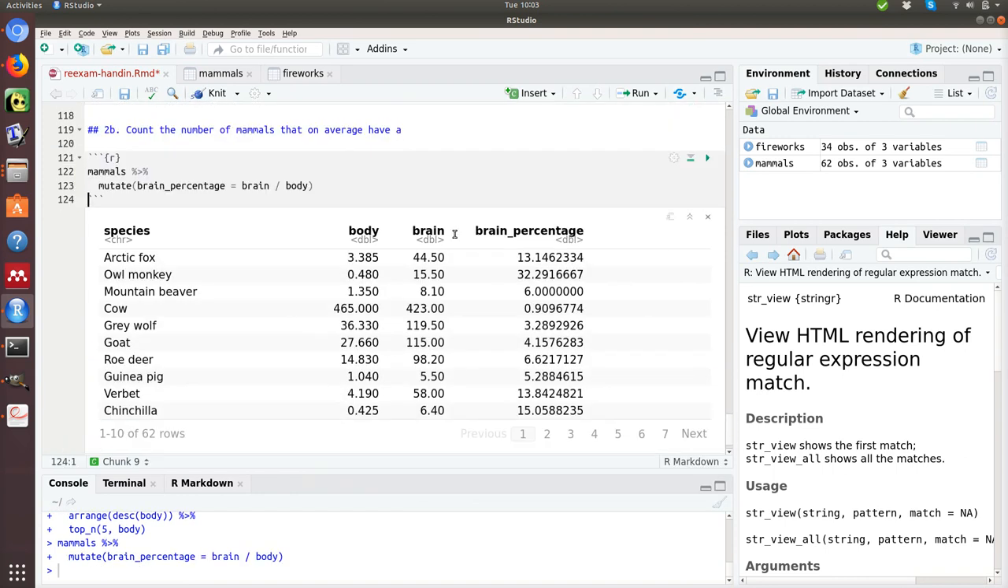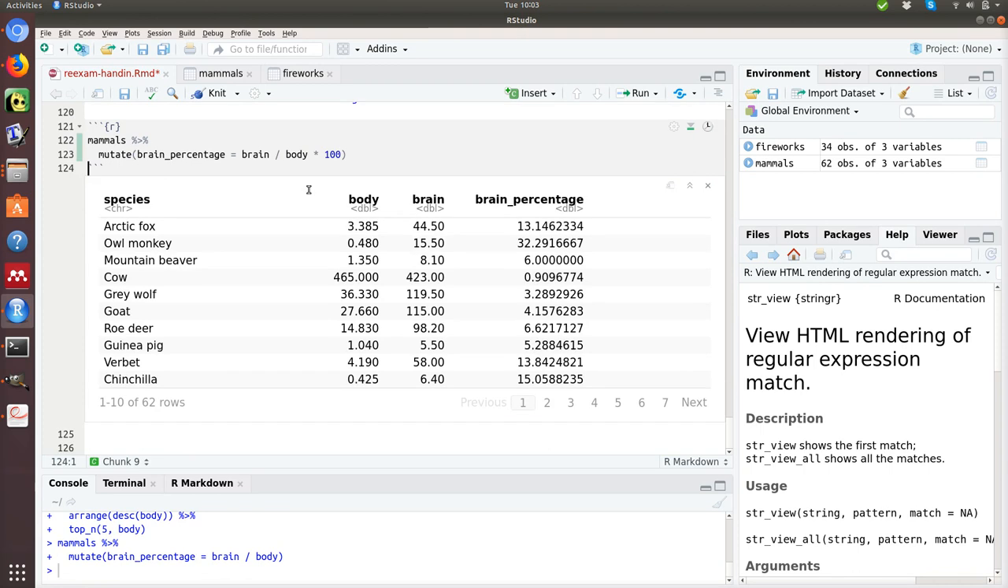And we might consider what we have here. In this case, if it should be a percentage, we should multiply by 100. And this makes no sense at all for some of the species inside this data set. For instance, for the Arctic fox, we have a brain that, if the body and brain are measured in the same units, weighs 13 times as much as the entire body.